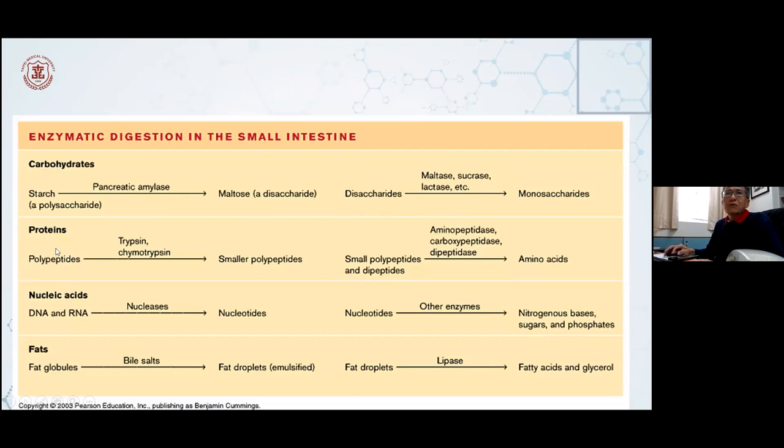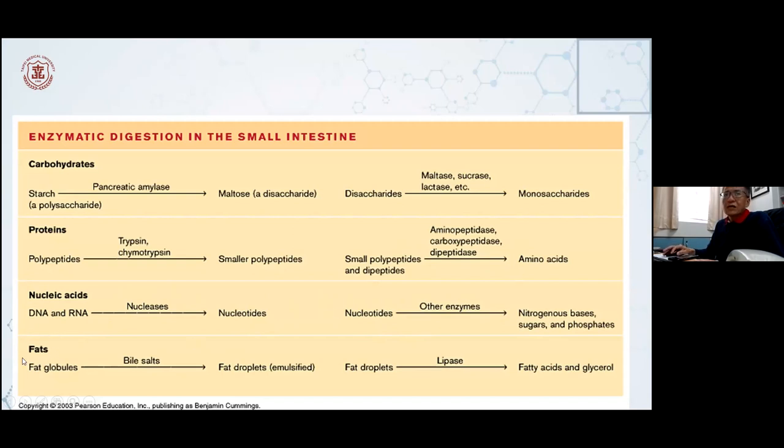And for protein in the small intestine, the polypeptide can be digested by trypsin and chymotrypsin to small polypeptides. And the small polypeptide or dipeptide can be catalyzed by aminopeptidase, carboxypeptidase, and dipeptidase to amino acids. Amino acid is the monomer of the protein, so it can be absorbed by the small intestine. And the nucleic acids, including the DNA and the RNA, most of them can be digested by nucleases to nucleotides. And the nucleotide can use other enzymes to catalyze the digestion of the nucleotide to the nitrogenous base, sugar, and phosphates, and that can be absorbed by the small intestine.